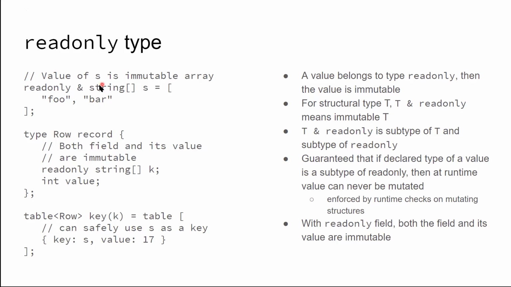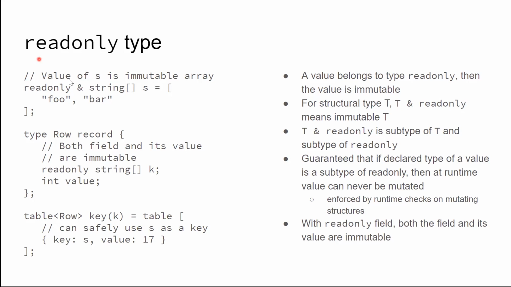So here we have a string array. Usually an array is mutable, but we can declare it to be immutable by using this type intersection operator. So read only and string. You can think of this as saying the type of this is both an array of strings and it's read only. So that means it's an immutable array.